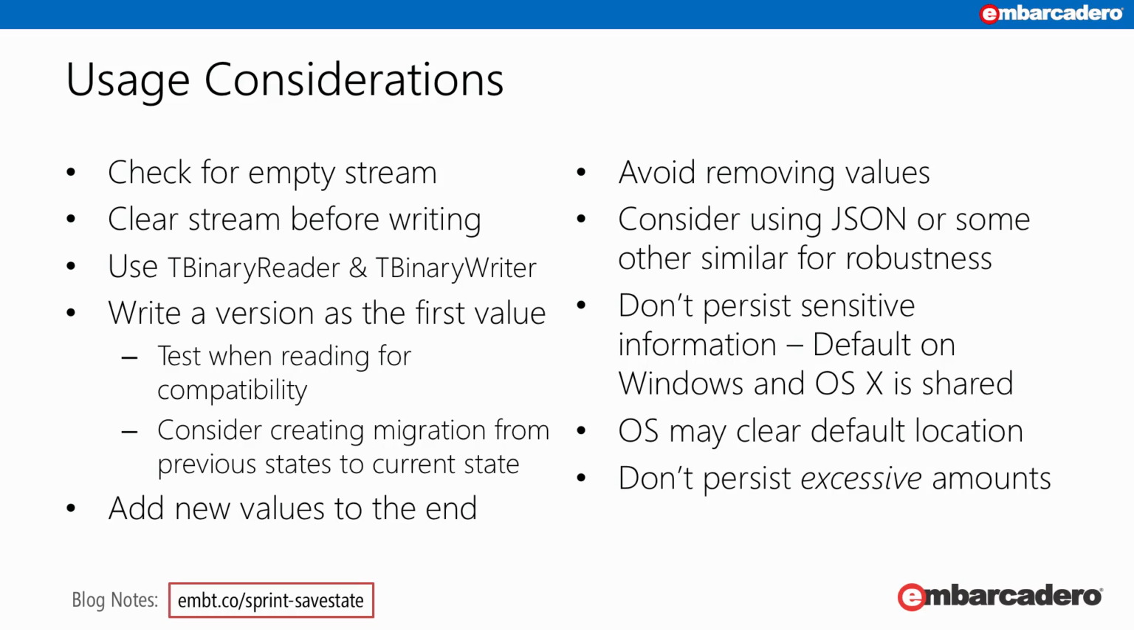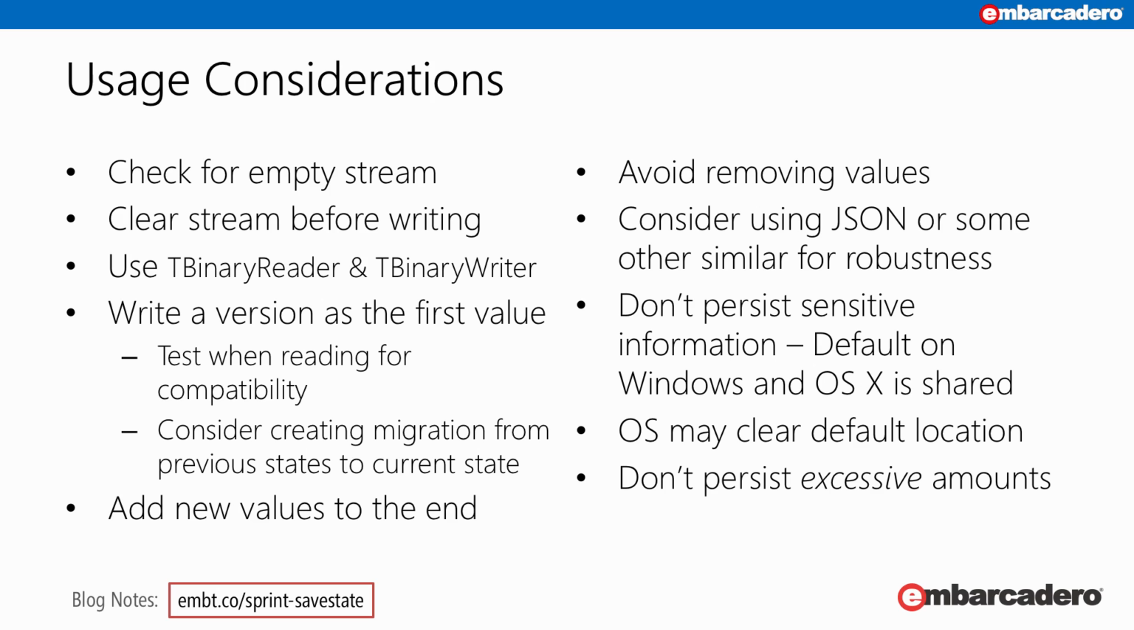A few usage considerations to keep in mind. You always want to check for an empty stream before reading from it, and clear the stream before writing to it. Otherwise, you'll keep appending to the stream and only reading out the original data, which won't be productive. Use the TBinaryReader and TBinaryWriter to read and write from the stream. And I would suggest writing a version number as the first value in the stream. That way you can test for compatibility when reading. So in the future, if you make a revision to your form and you've completely changed the way you're persisting it, you can determine if the data that's persisted is going to be compatible or not.